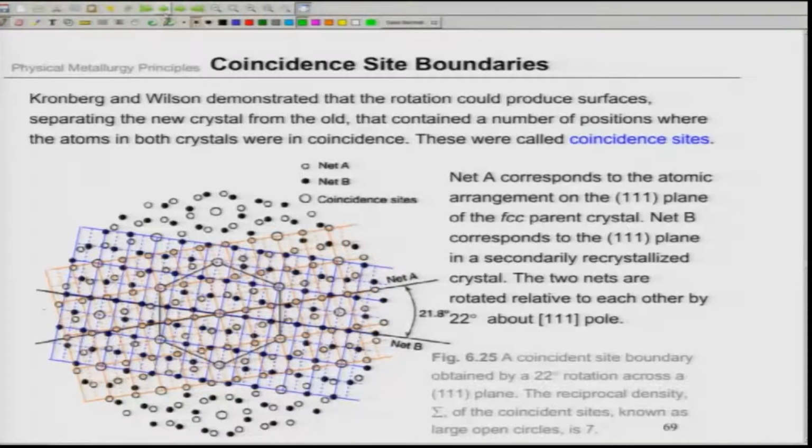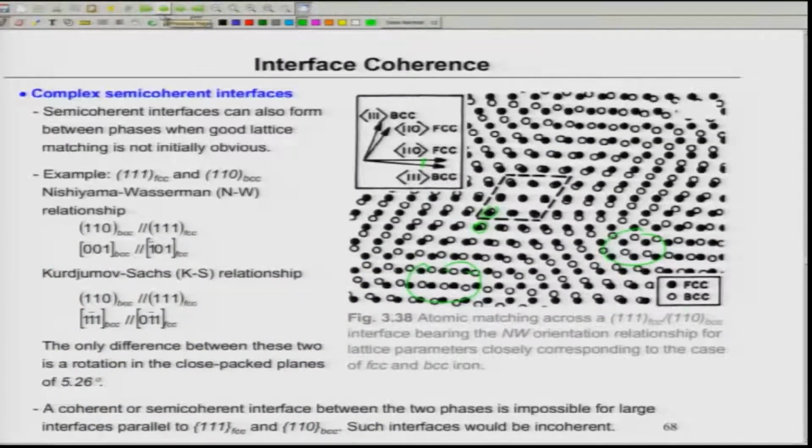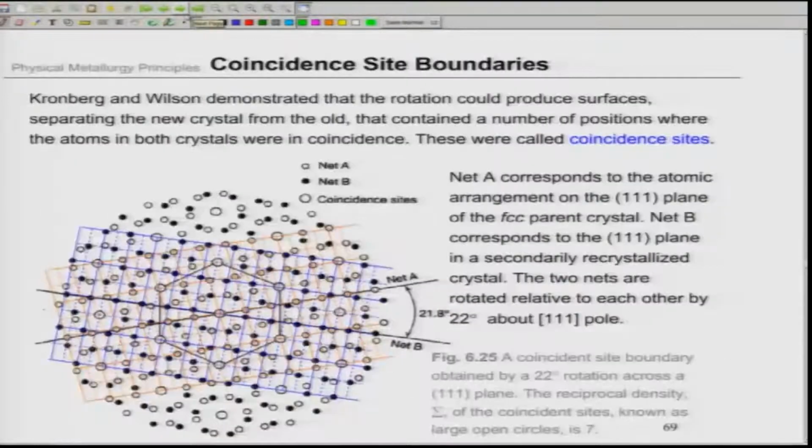Okay, let me just go back here. The reason I brought up these concepts in this case, both NW and KS relationship, is basically that even in this atomic distribution or atomic configuration, some places atomic planes are matching, some places they are not matching. So, wherever these atomic planes are matching, that means their atomic bonds are actually coinciding. Wherever they are not, they are falling apart, they are not coinciding with each other. That is exactly the idea of Kornberg and Wilson.